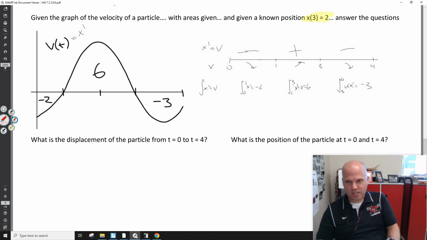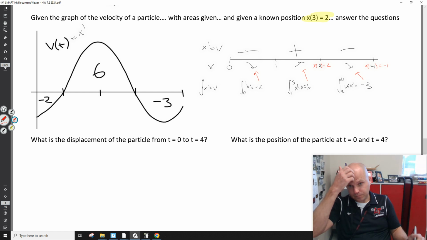Now, what happens if I go backwards? I have x of 3 equals 2. Well, let's go to x of 4. This is telling me how much I'm decreasing. This is telling me how much I'm increasing with my position. This is telling me how much I'm decreasing with my position. If I decrease 3, my final position's at negative 1.